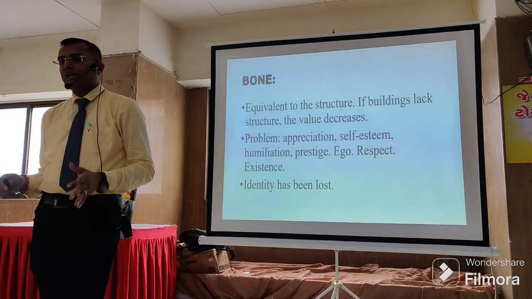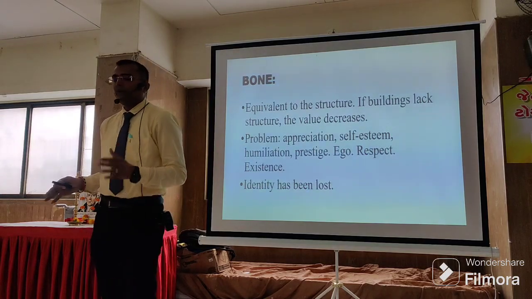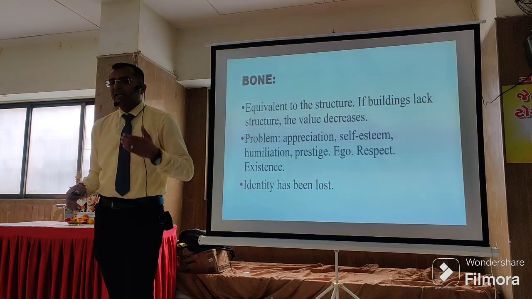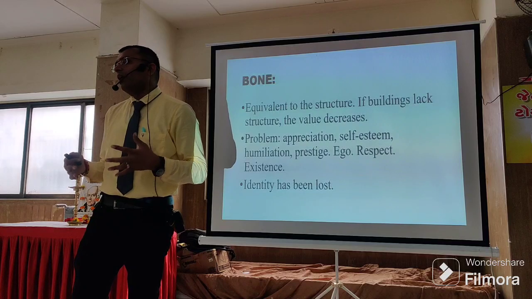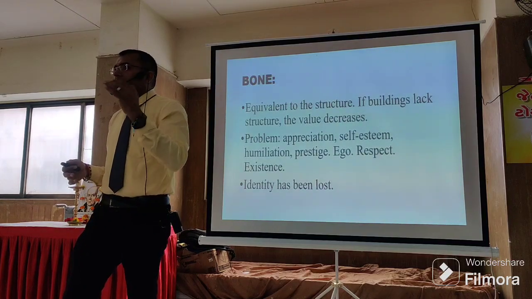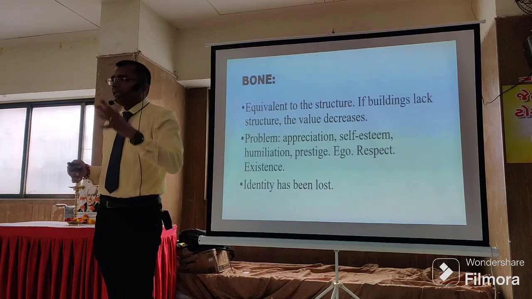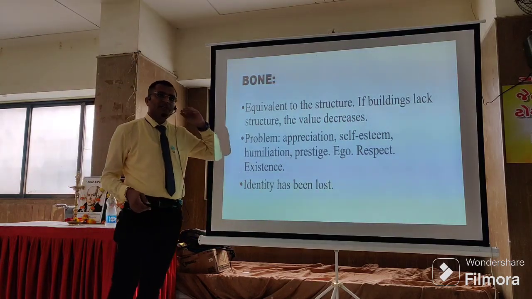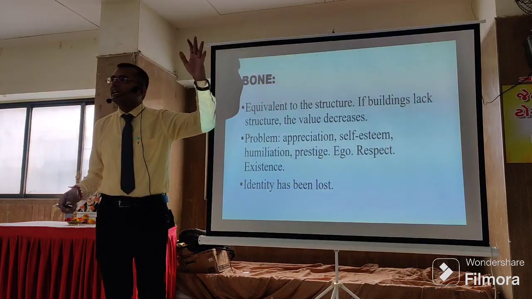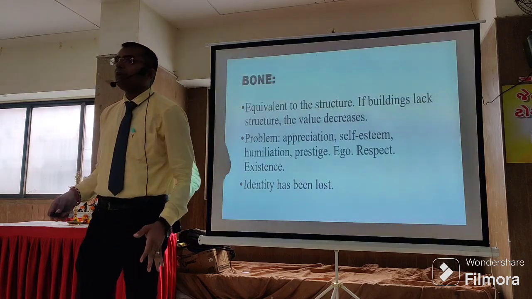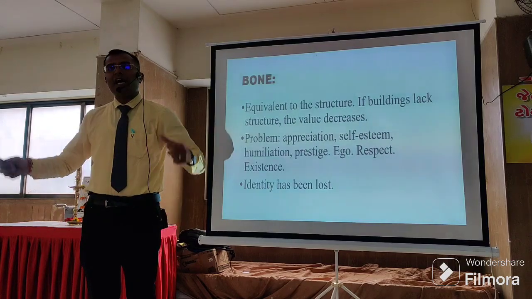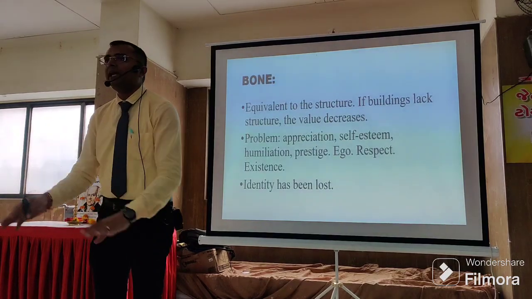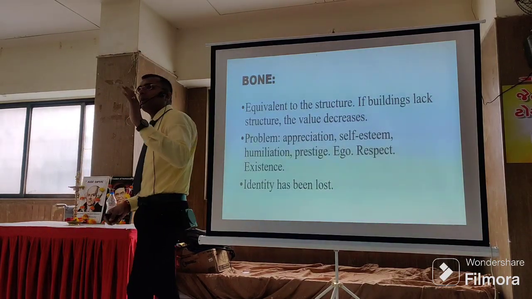Bone is equivalent to structure. If a building lacks structure, value decreases, and the bone problem starts. So value means what? Our high esteem, our appreciation, our humiliation, our pride, our ego, our prestige has been cut off. Our prestige has been humiliated. So that can give rise to problems in the bones. And also sometimes this esteem has been cut off to such an extent that they lose their identity. Then also the bone is affected. So what is that bone identity? I need to be strong. And if identity has been lost, what happens? Bone becomes so fragile, it can break easily. The case is osteogenesis imperfecta.